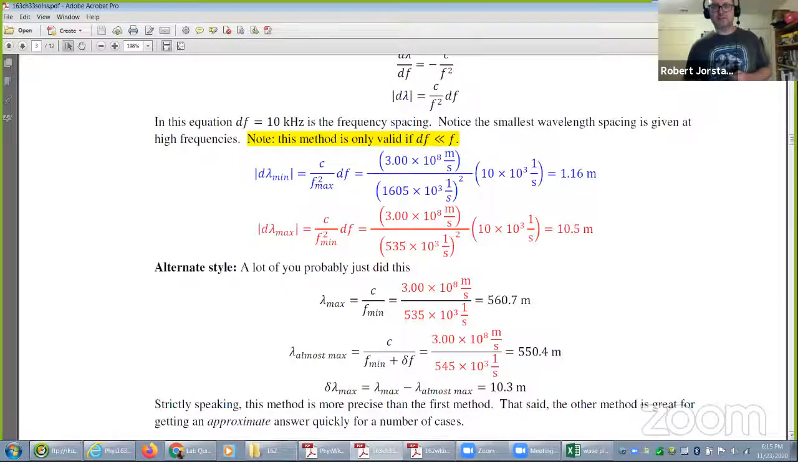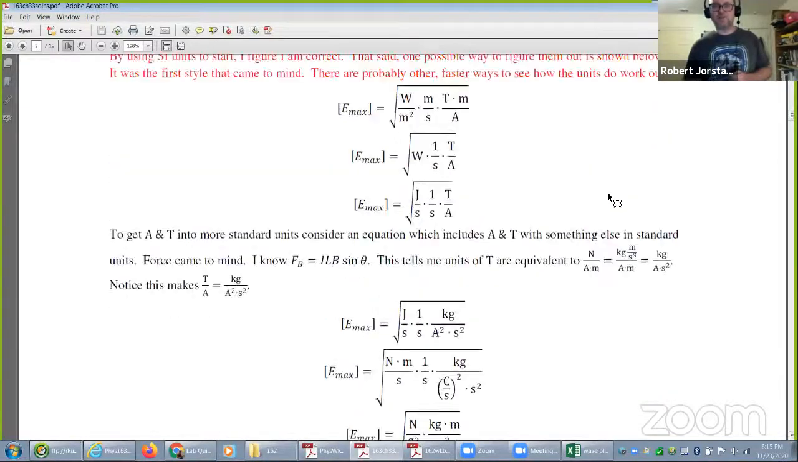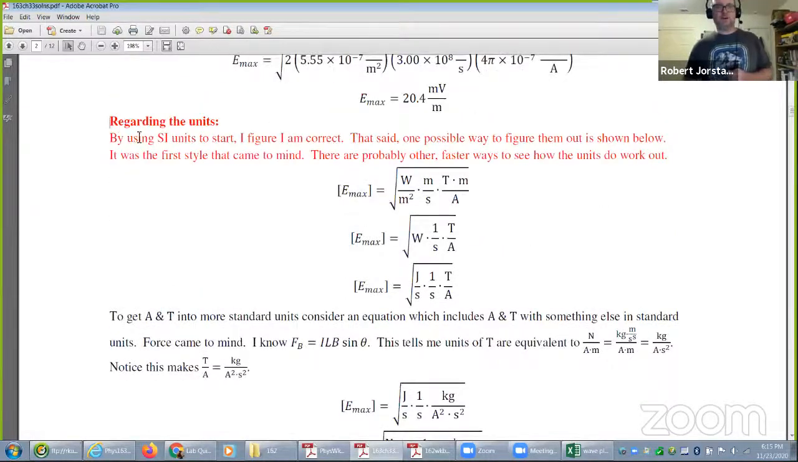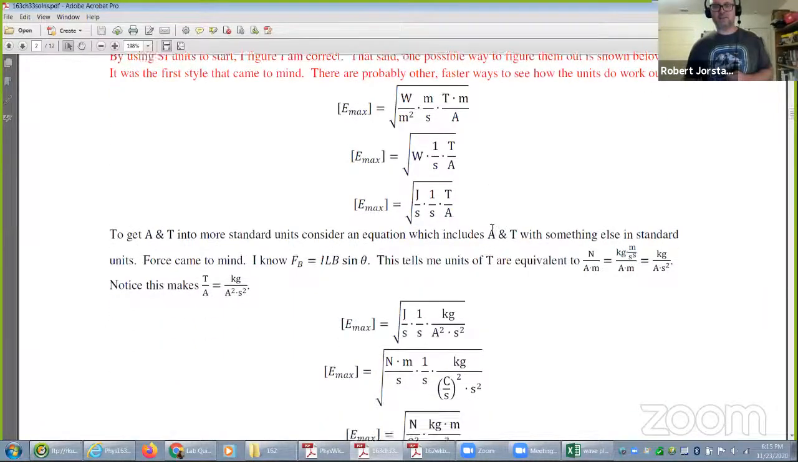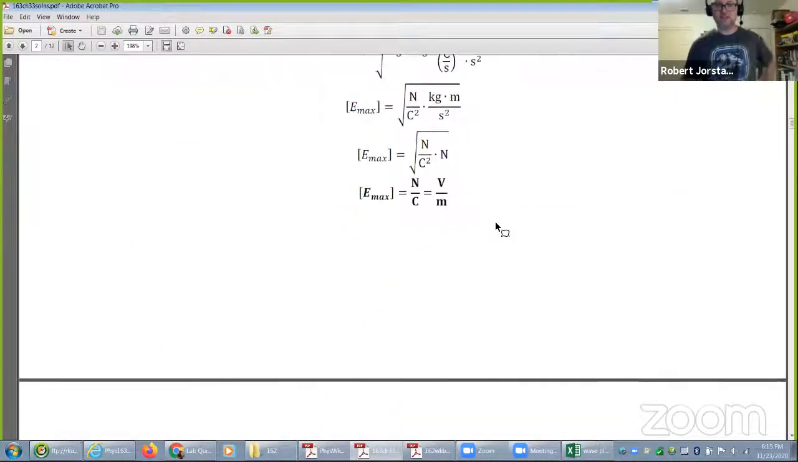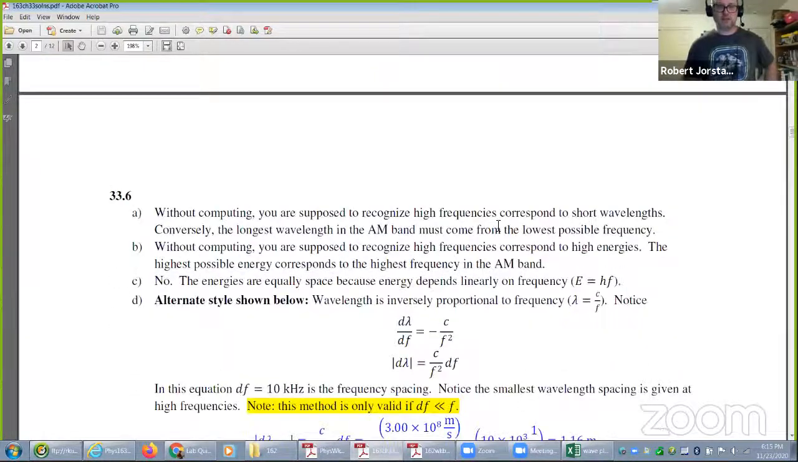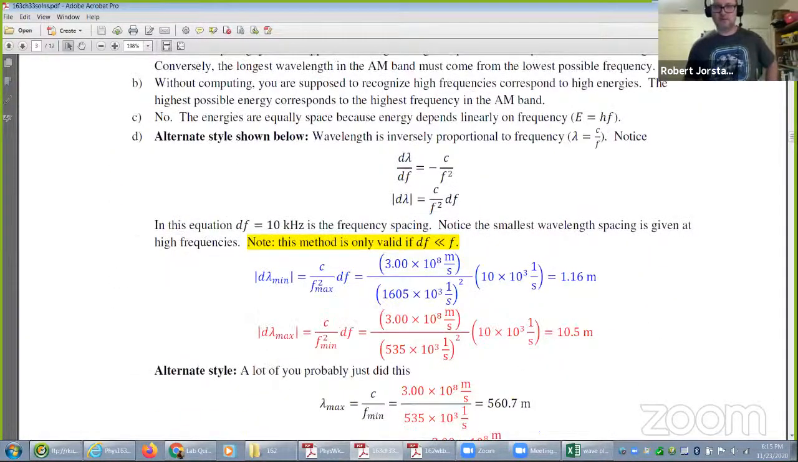Oh, let me mention something. Make sure you do these problems. People have trouble checking the units. So I did a lot of work to help you figure this out. Look at how crazy these are. Make sure you do these problems just to get used to the units. All right, that said, what problem are we on?